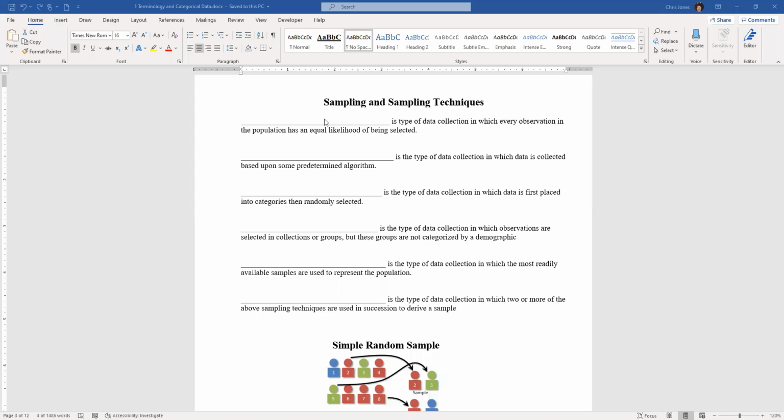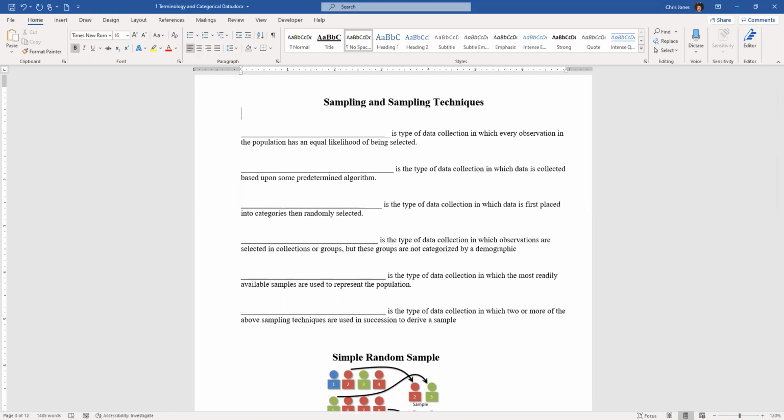In this section, we're going to take a look at sampling and sampling techniques. There's actually a number of different ways to collect samples. In general, you want to make sure that your data selection is random.